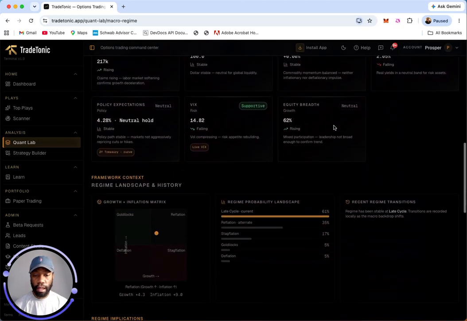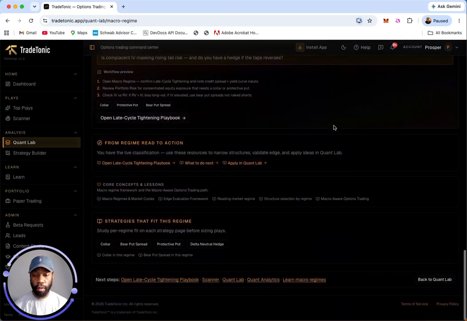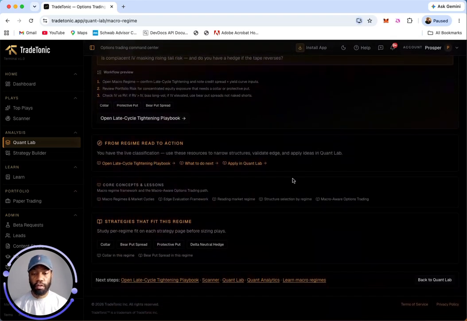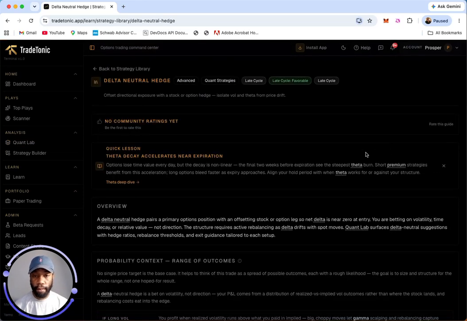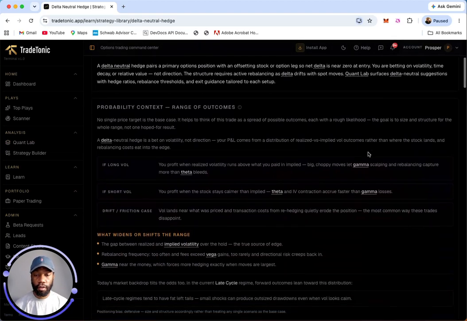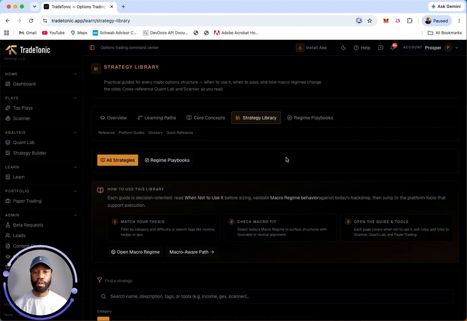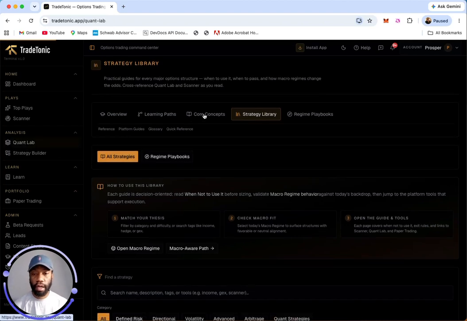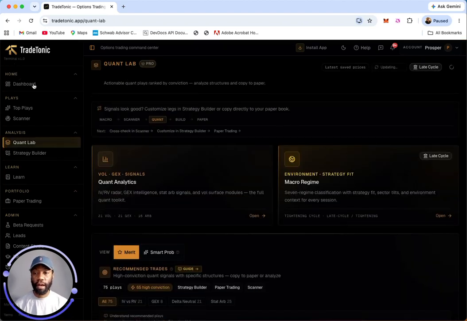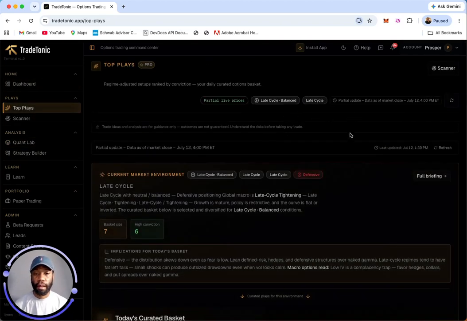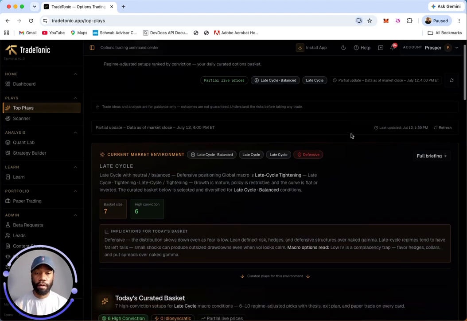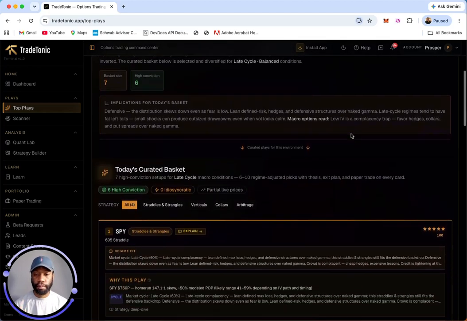If we go back here and look through some other strategies that could fit, there's a delta neutral hedge, another strategy that you can play in the current regime that we're in. Now, mind you, it doesn't restrict you to using just one particular strategy. One of the core features of the platform is that we provide you with top plays that are based on the cycle that we're in, the pricing of the option set itself, and the probability of success.